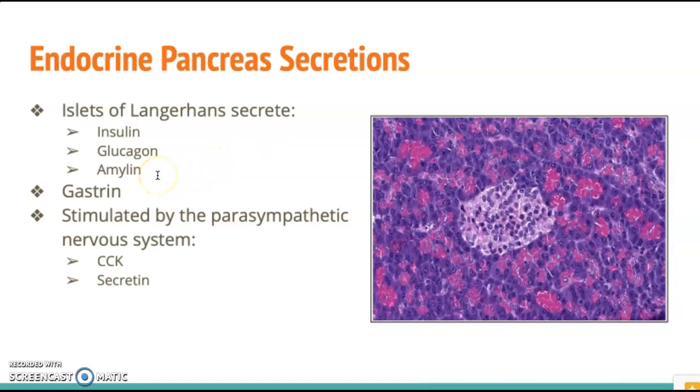The third one that's secreted by the islets of Langerhans is amylin, and this is co-secreted with insulin, and it's important because it helps control appetite, and it also delays stomach emptying. And then lastly, gastrin stimulates the stomach to make gastric acid, and it's mostly made by G cells in the stomach, but some is also made in the pancreas.